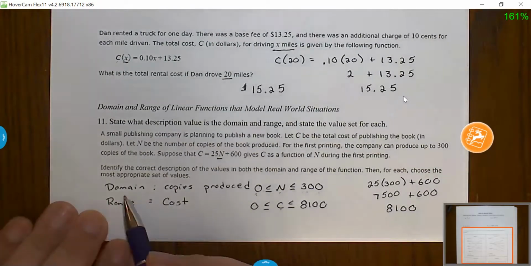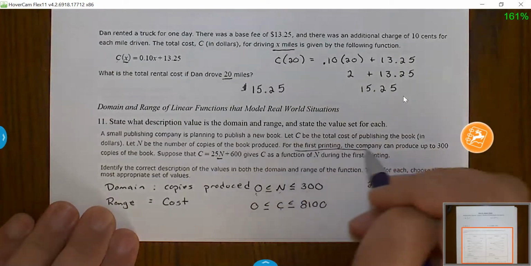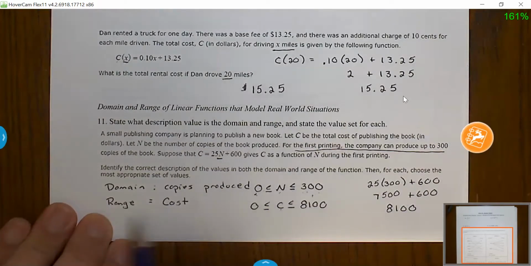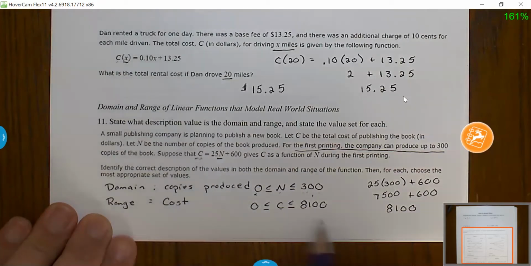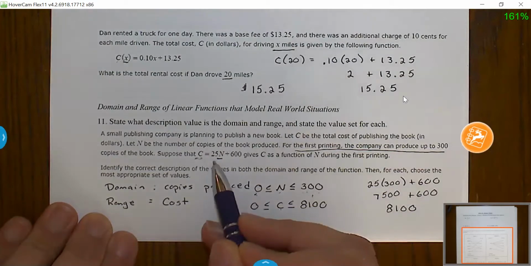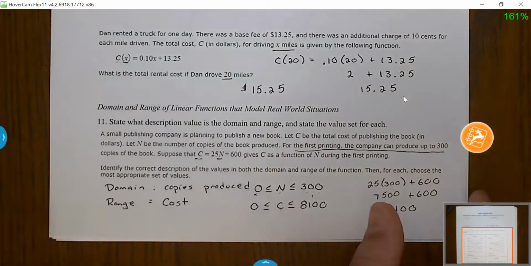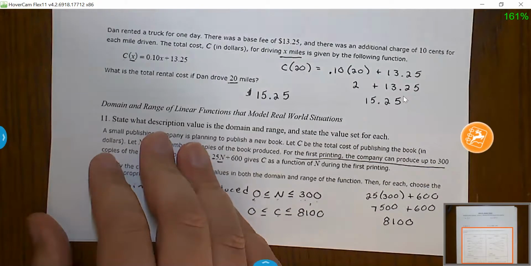So our domain is represented by it can only produce up to 300 copies. So that would be from 0 to 300. But our range is based off of the cost, what this equation would be. If you plugged in 0 into this, you would get 0. If you plugged in 300 into this, you would get the 8,100. Okay. That's it for this part.